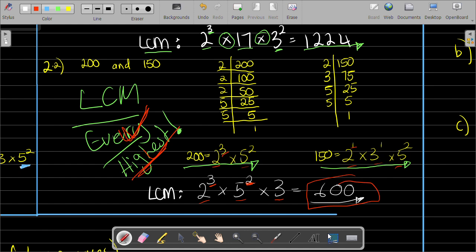And that, guys, is how we do highest common factor and lowest common multiples of numbers.